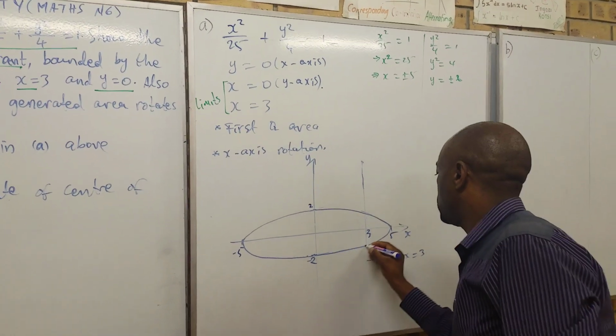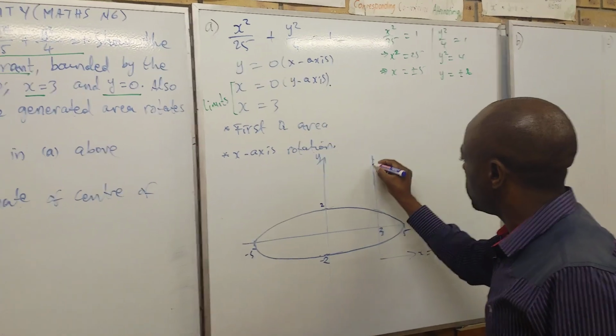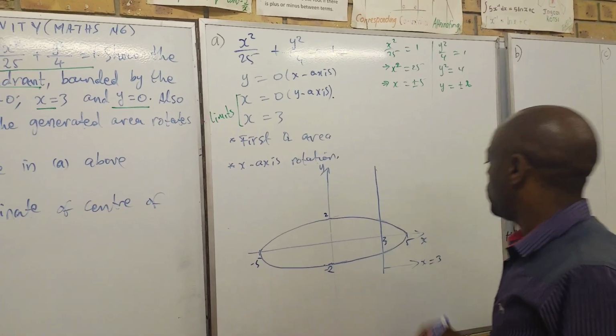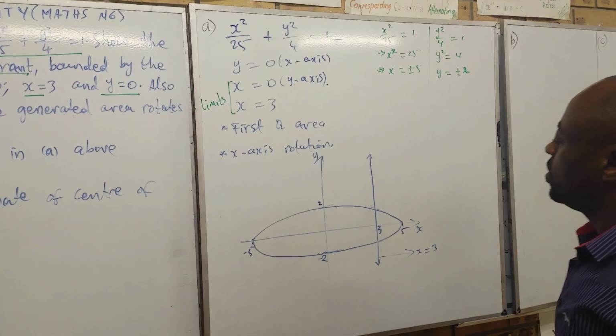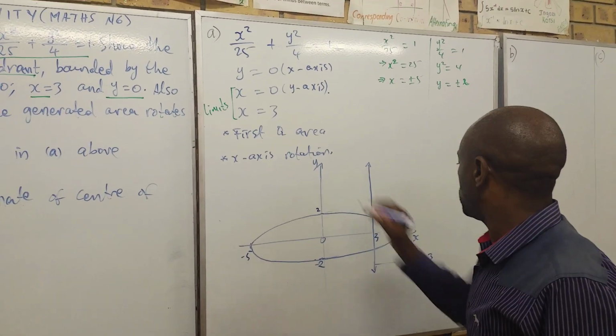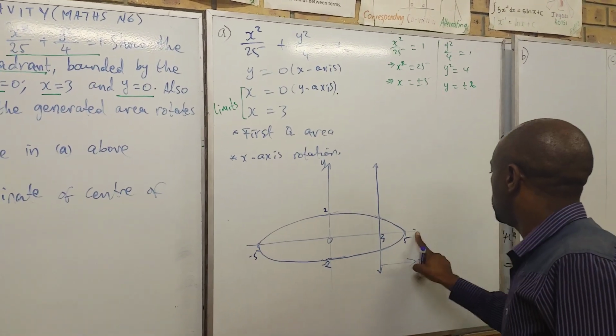So if I sketch it, I see something like that. So this is my x equal to 3. That is the shape of my ellipse. So that is my origin, that's my y-axis, my x-axis.